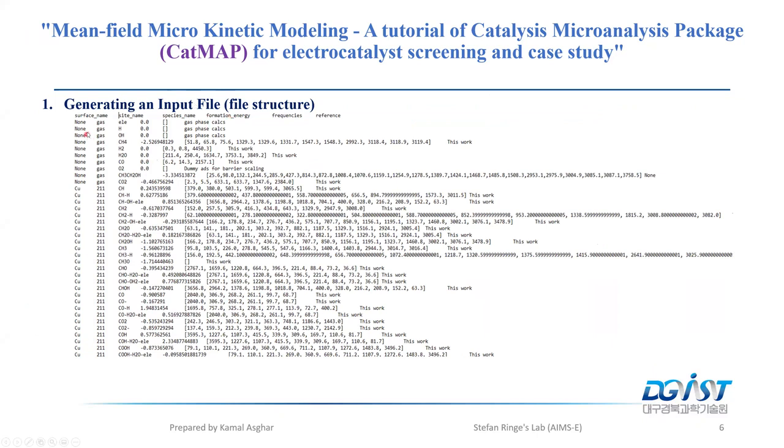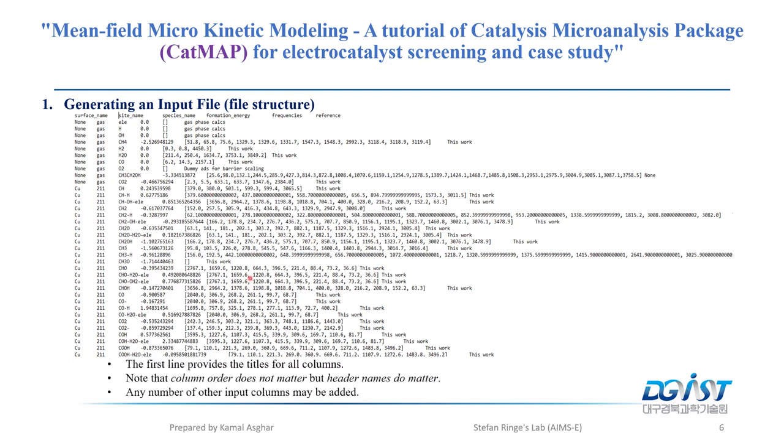So the input file structure will be like this: surface name, site names, species names, formation energies, vibrational frequencies, and reference. How we can generate this input file, I'm not going to explain all those processes because it's a very long process. You can just follow the tutorials given in the Catalysis Microanalysis Package documentation. After generating your input file, the file structure should be like this.